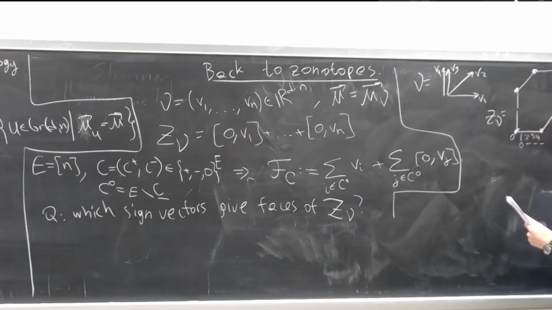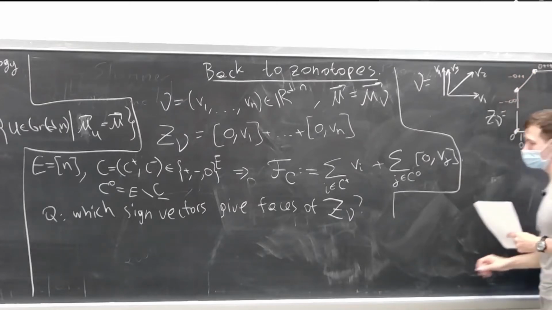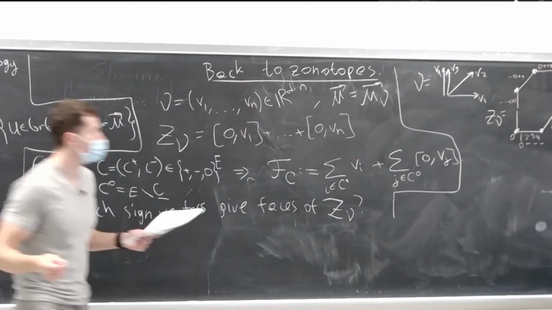How about this one? Plus, 0, minus, minus. And these two vectors actually form a single face, so what's it going to be? Plus, plus, 0, 0. And then the rest are negatives. So the negatives are going to be 0, plus, plus, plus, and then minus, 0, plus, plus, and then minus, minus, 0, 0.